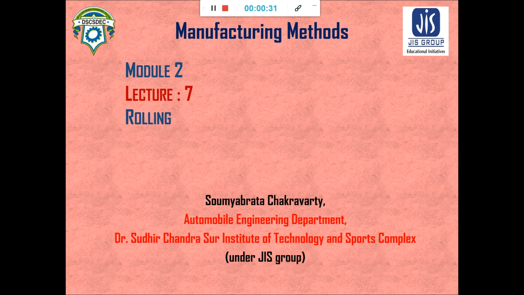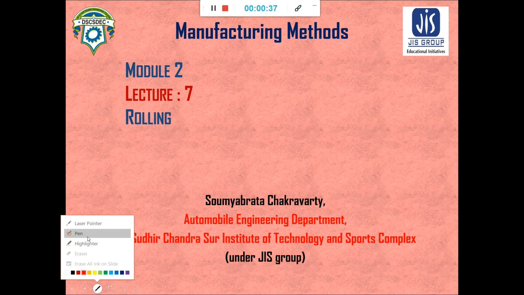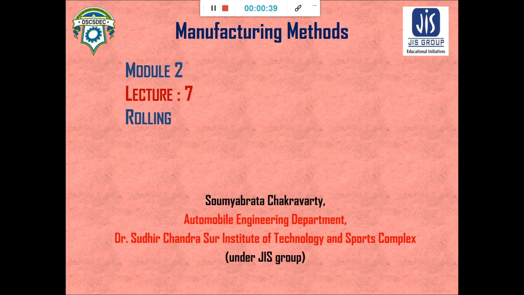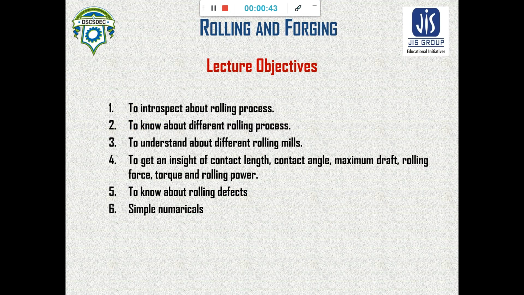Rolling means, in the last lecture I discussed that there are several types of metal forming process, and rolling is one of them. So in this lecture we will first introduce the rolling process. That means what is the rolling process, how the rolling process is done. These things we will study.